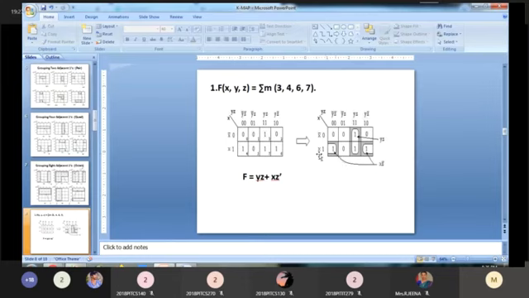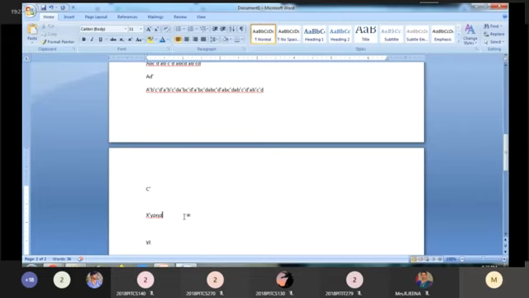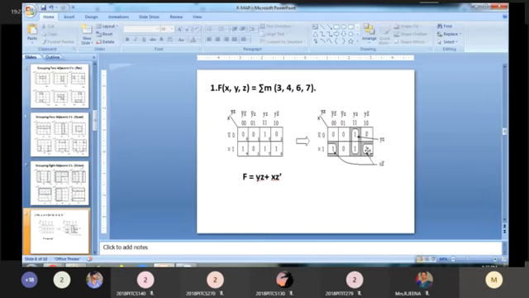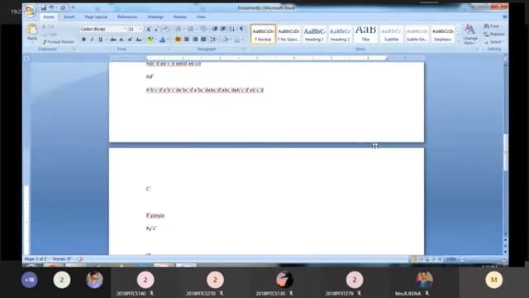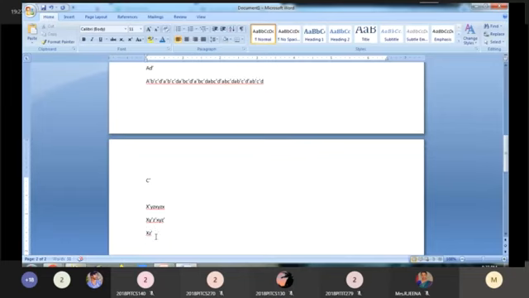This one and this one. So what are the values? X, Y bar, Z bar. What is the next one? X, Y, Z bar. Then how many X are there? Two X's are there, so you have to take only one X. Then Y bar and Y are there, so you have to cancel the Y and Y bar. Two Z bars are there, so you have to take only one Z bar.